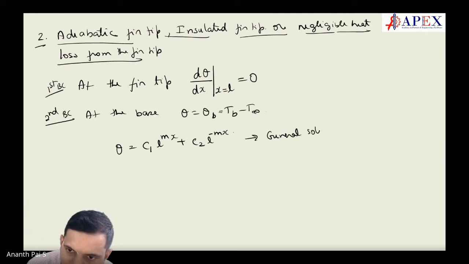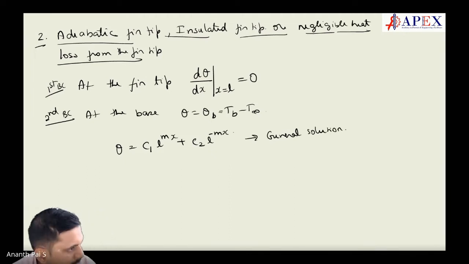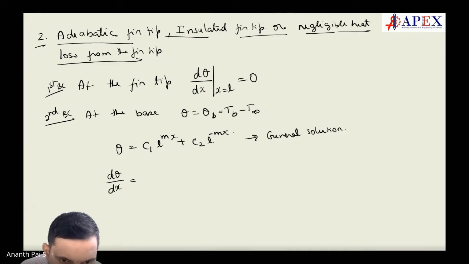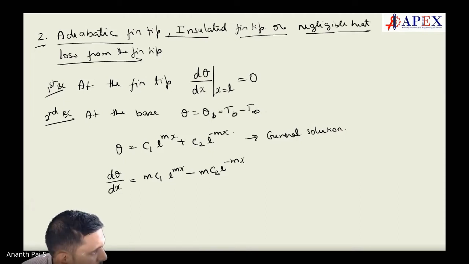This was the general solution. Now we are going to get the particular solution. So d theta by dx is what? D theta by dx is equal to m c1 e power mx plus m c2 into e power minus mx. And if that is equal to 0, I can write this as, okay.